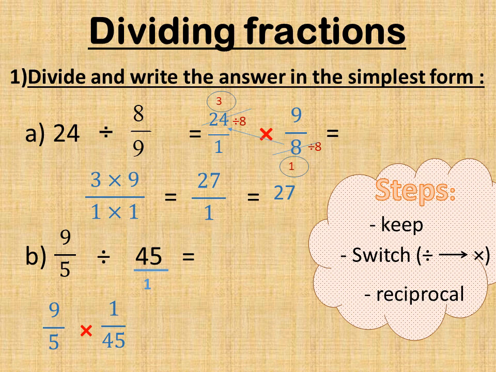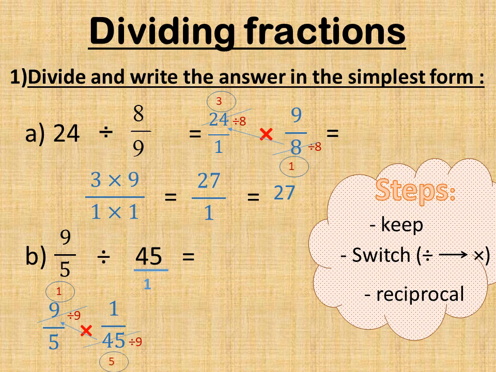Let's check simplifying first. 9 and 5, can we simplify? No. 1 and 45, can we simplify? No. So let's make scissors. 45 and 9, yes, we can. Divide by 9. 9 divided by 9 equals 1. 45 divided by 9 equals 5. Now 5 and 1, can we simplify here? No, we can't.